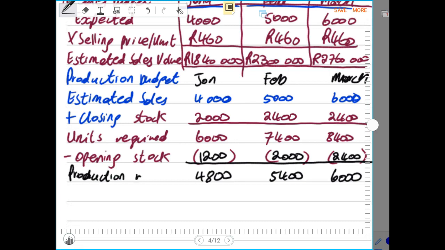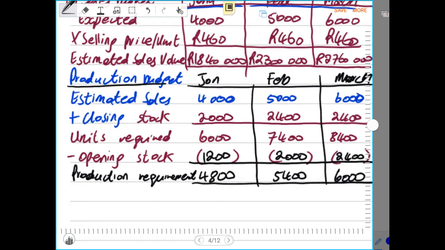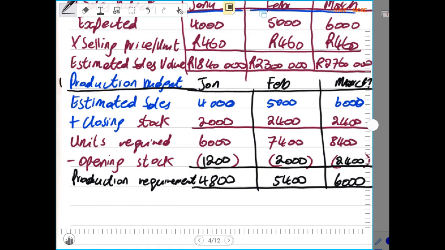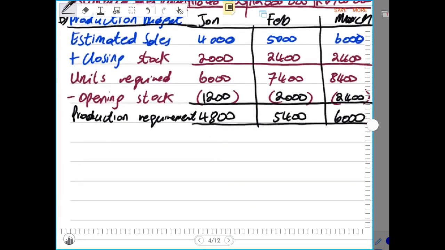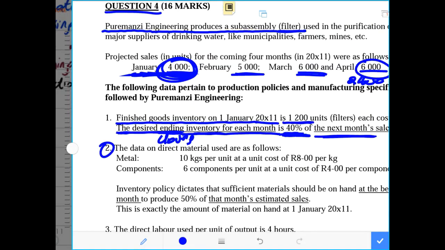Production required is 4,800, 5,400, and 6,000 respectively for the months of January, February, and March. So now we have done our production budget. That was number B, though I forgot to write that. Therefore, now we check what is the next budget that is required of us.